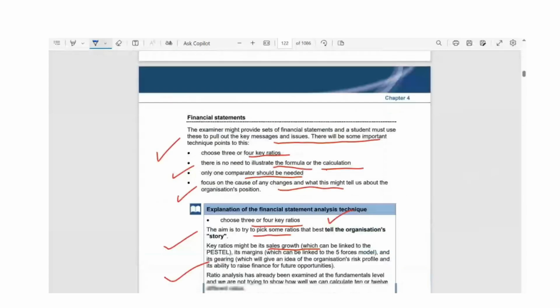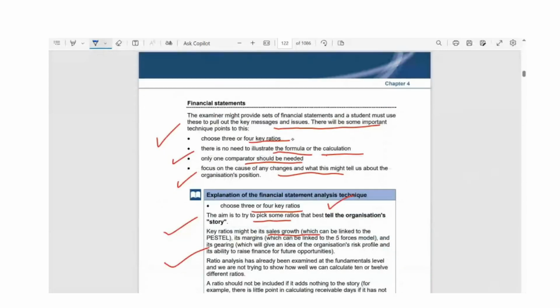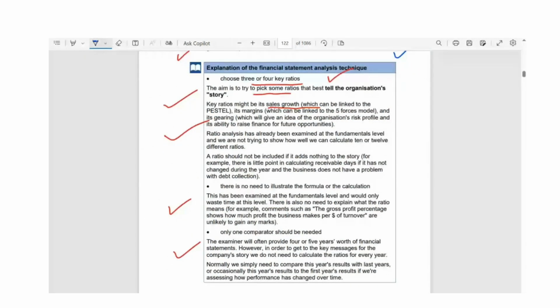Financial statements are also already there. Ratio analysis, key ratios analysis you have to do, and there is no formula or calculation required, but you have to be good at explanation. If there is any fluctuation in the ratio, what is the reason? So you have to find out the business reasons. Focus on cause and the changes. Explanation of financial statement analysis techniques. What is the organization's story?